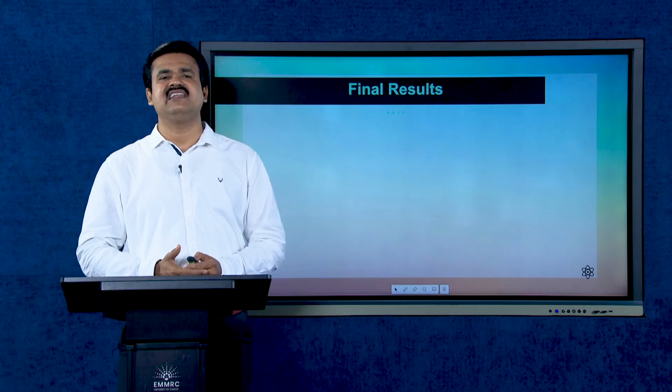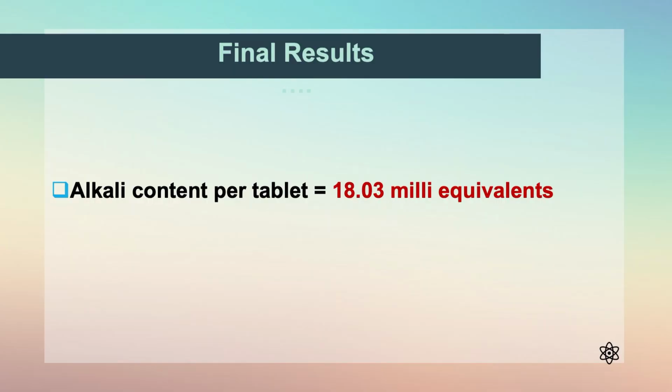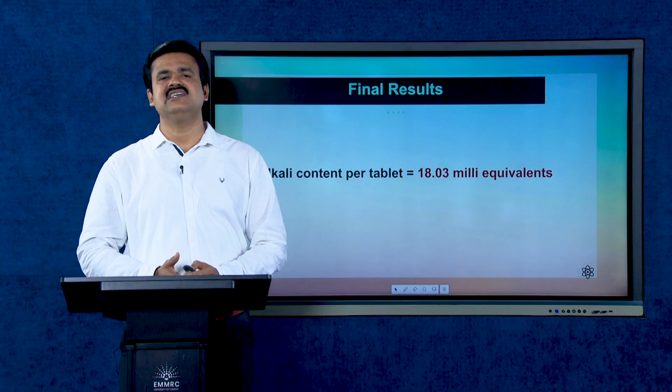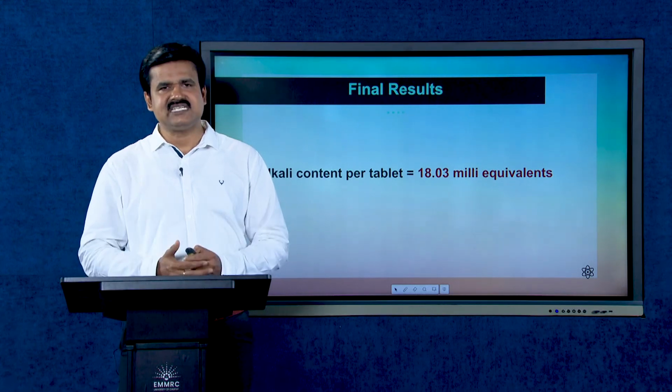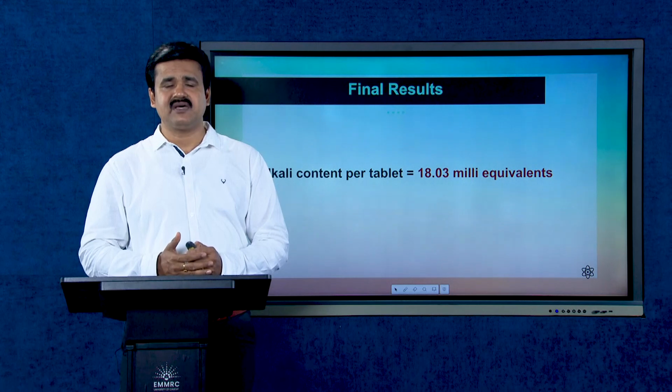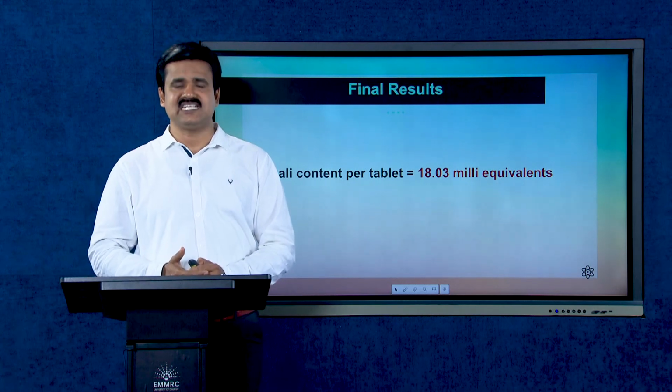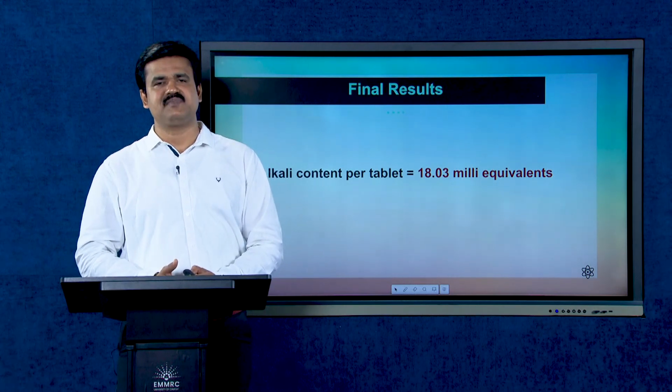Now, the final result of the experiment. Alkali content per antacid tablet is equal to 18.03 milli equivalents. Thus, we have evaluated the alkali content per antacid tablet by this experiment. Have a nice learning experience. Thank you.